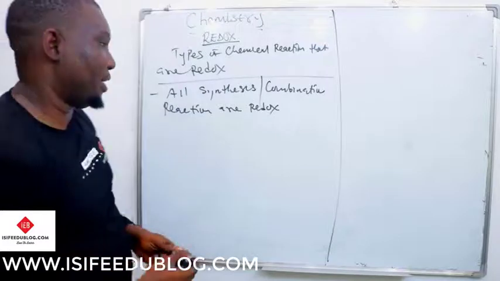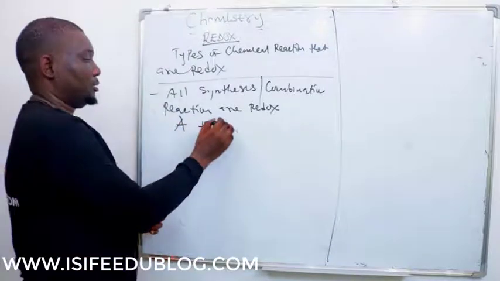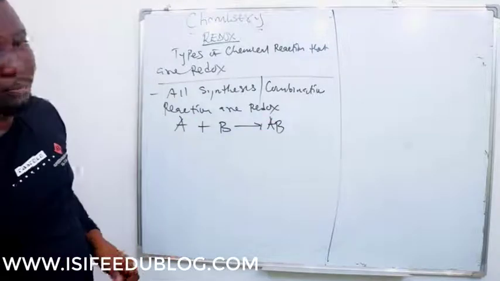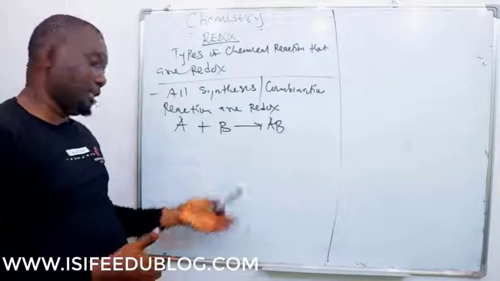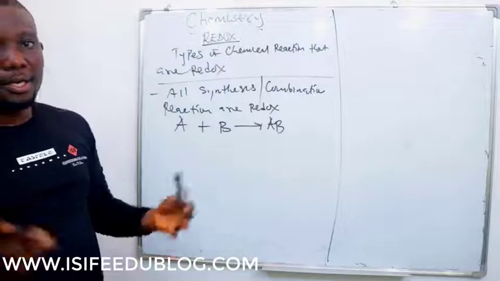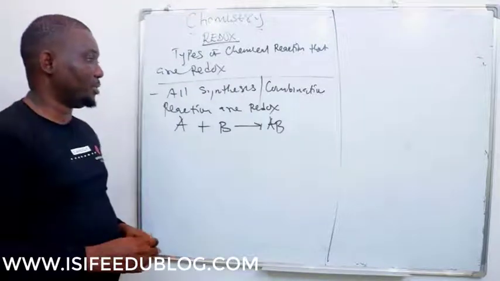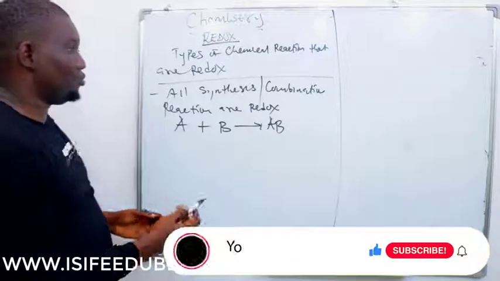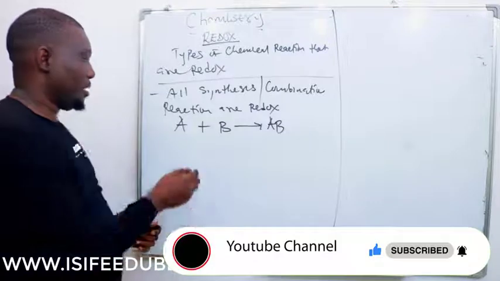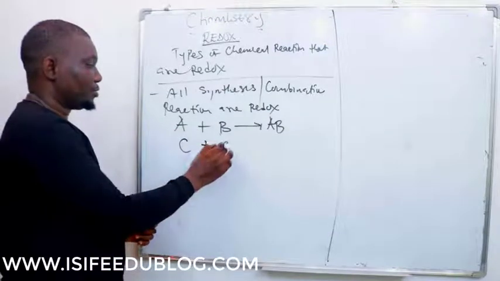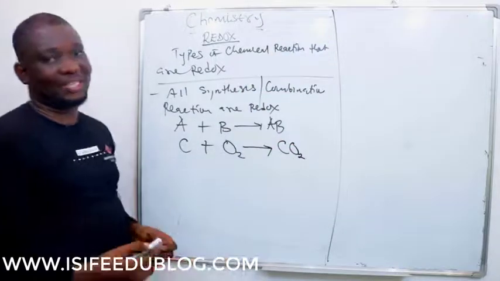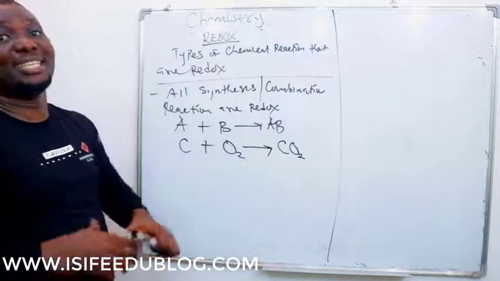A synthesis reaction is a reaction in which reactant A plus reactant B gives AB. That is a synthesis reaction. Reactions from elements plus elements equals a compound are synthesis reactions. For example, I can have a synthesis reaction between two substances, A plus B. Maybe something like carbon plus O2, which synthesizes CO2. It is a redox reaction. It is a combustion reaction. A combustion reaction is a synthesis reaction.